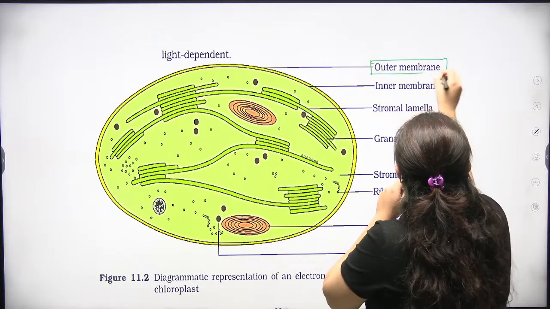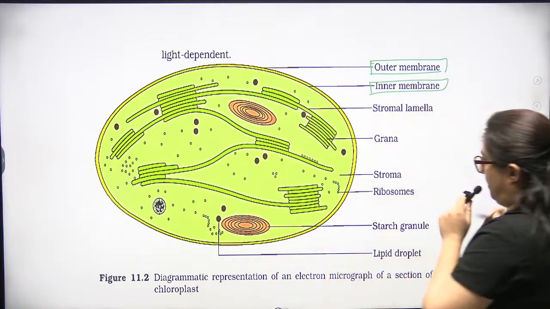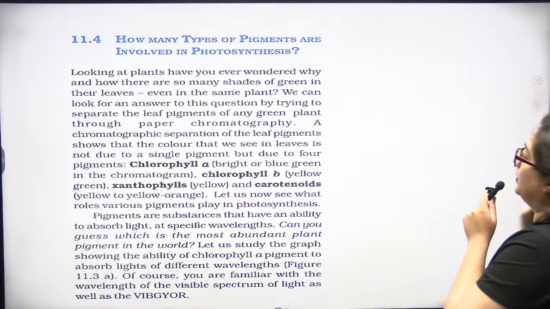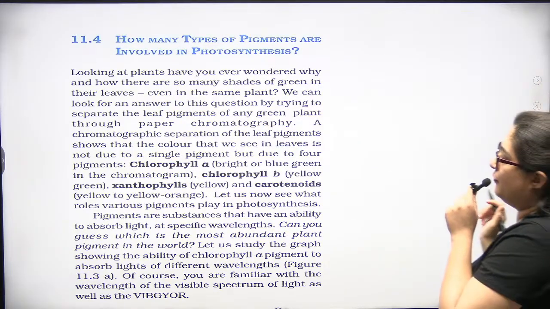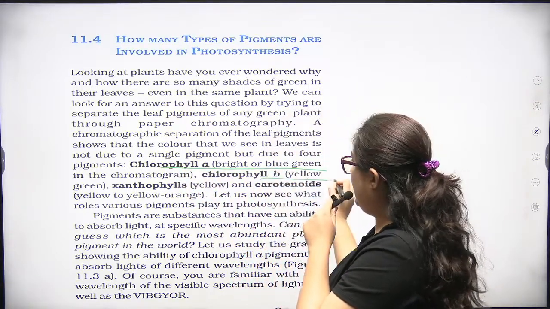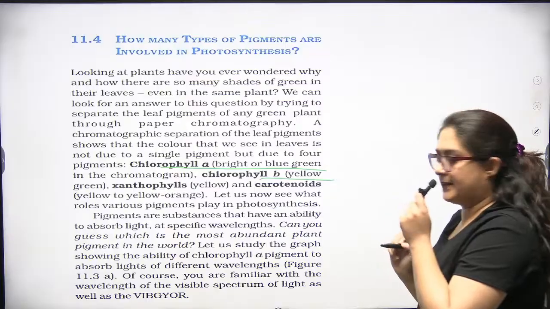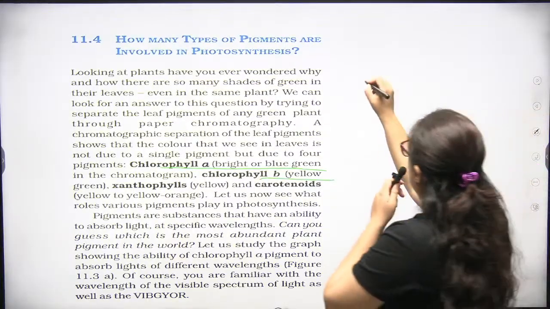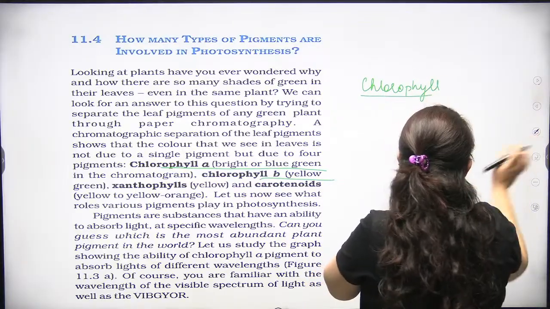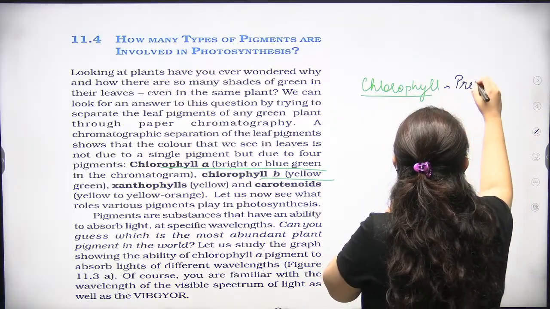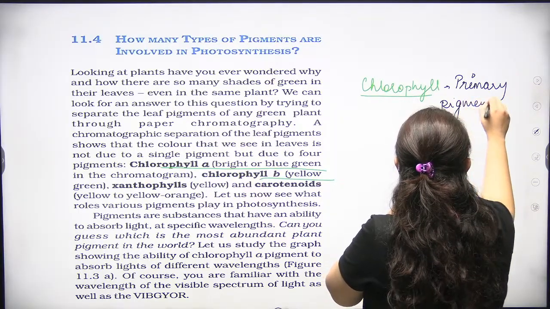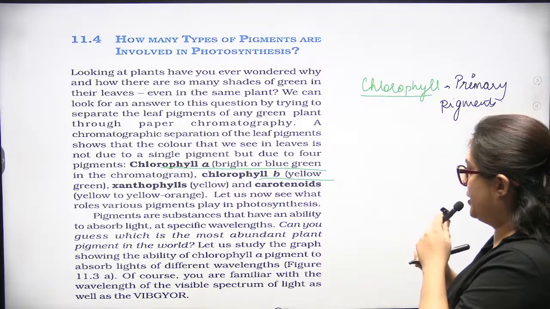Outer membrane, inner membrane, stromal lamella. Now, how many types of pigments are involved in photosynthesis? It is chlorophyll a, chlorophyll b, xanthophyll and carotenoid. Chlorophyll, whether a or b, is the primary pigment, while the others are accessory pigments.